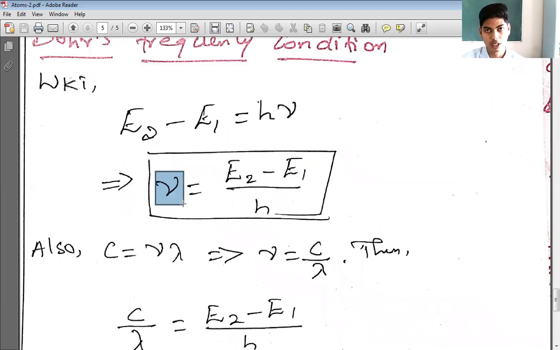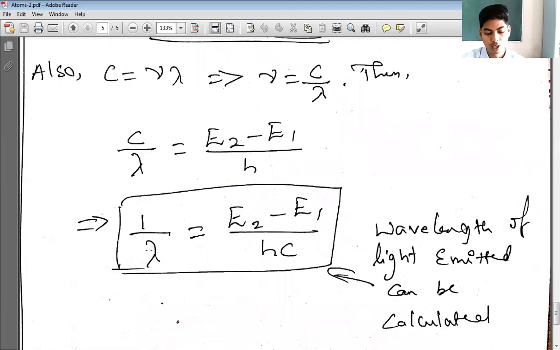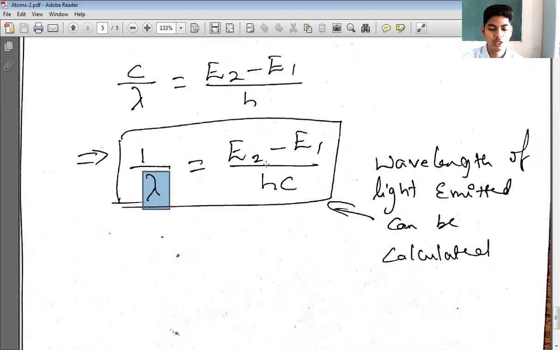Frequency of the light emitted can be calculated using nu is equals to E2 minus E1 by h. Wavelength of the light emitted can be calculated using the formula 1 by lambda is equals to E2 minus E1 divided by hc. Or if you want wavelength directly, reciprocate this: lambda is equals to hc by E2 minus E1. So these are some of the important formulae on which numericals may be asked, MCQs may be asked.